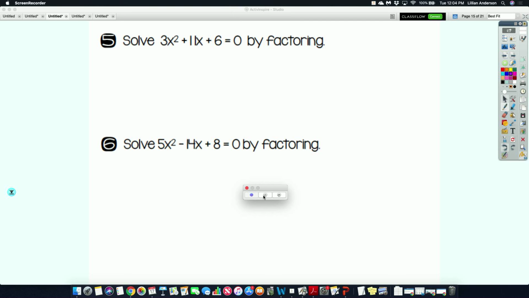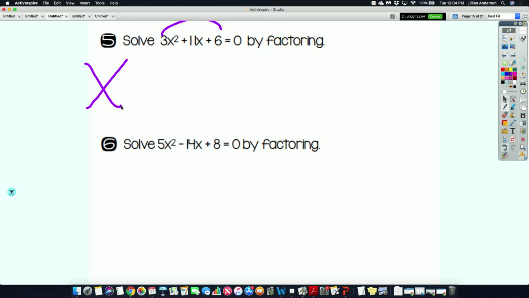Do I have to slide here? Yes. I slide that over. What's 3 times 6? 18. So now I'm looking for two numbers that multiply to give me 18 but add to give me 11. What are those two numbers? Are they both positive? So I have x plus 9, x plus 2.